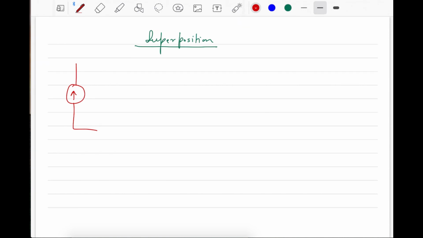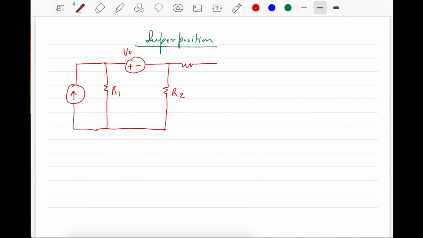Okay, so in this superposition thing, if you recall, we have already solved this circuit R1. Then we have a battery source. So let us develop our intuitions from the analysis which we have already done. In that sense, you will be able to appreciate the importance of the superposition theorem which we are discussing today.